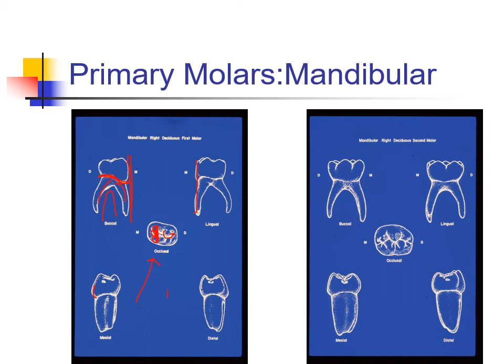In many instances, if you have mesial caries in this tooth, it is so extensive and so hard to fill, you really have to put a stainless steel crown over the tooth.